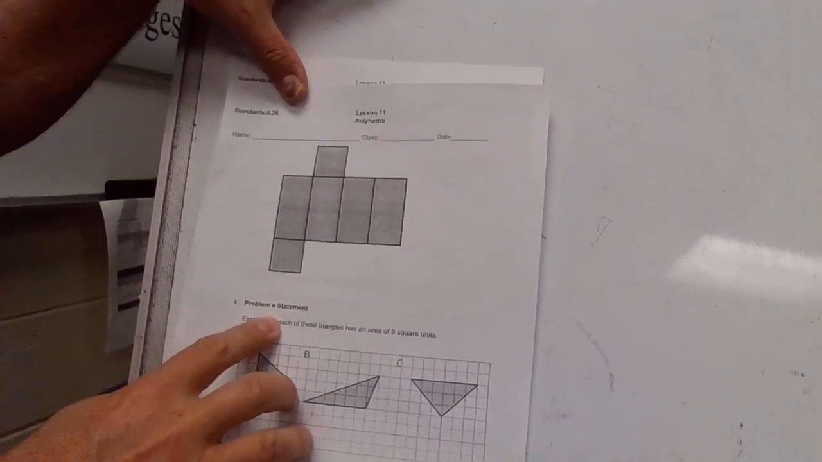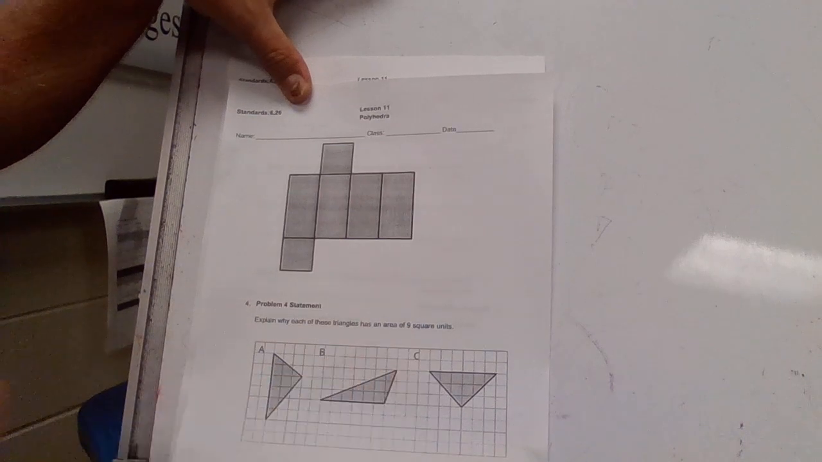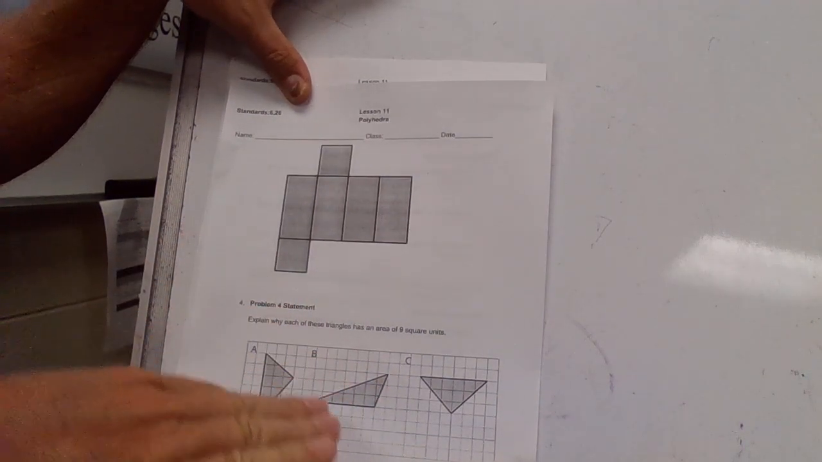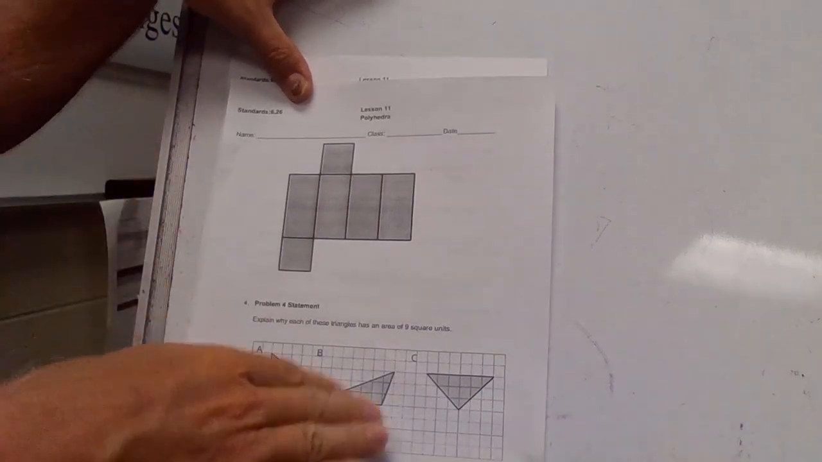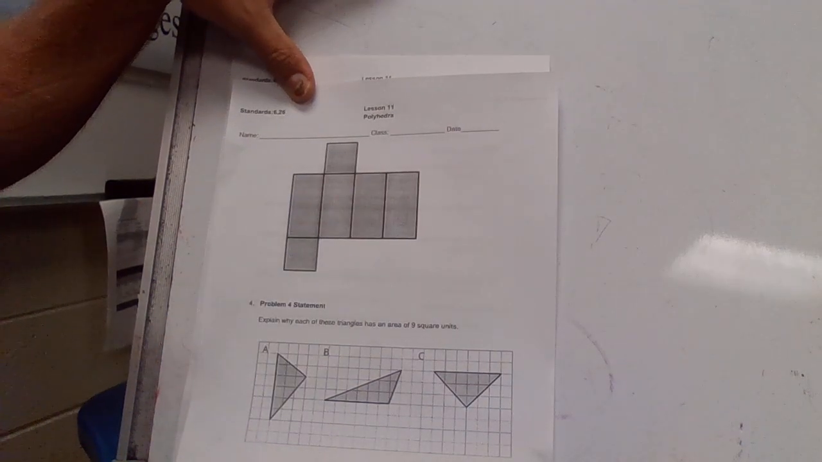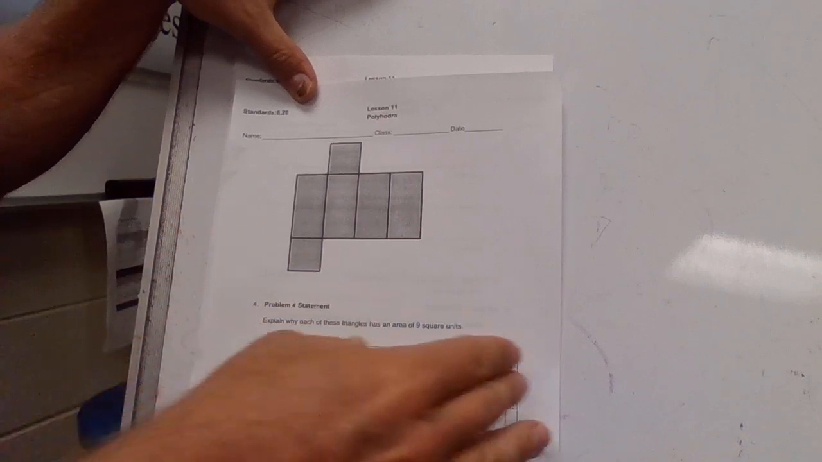Number four, problem four statement. Explain why each of these triangles has an area of 9 square units. Instead of working these out, you can work them out and get 9, but I would explain on these all the dimensions that you have to combine in whatever format to make sure that it is 9, okay?